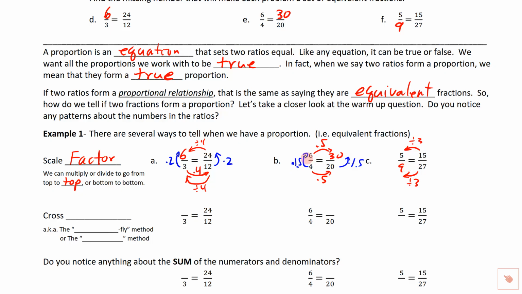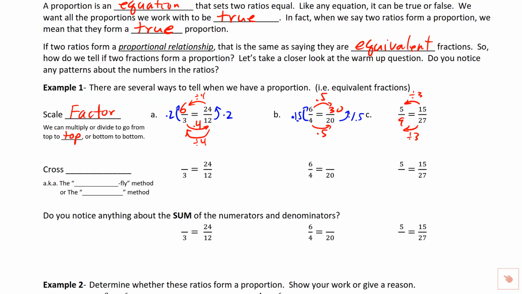And again, doing that on these problems is not too bad. This one's easy, this one's not too bad. This one's kind of a pain because to go from 5 to 9, you have to multiply by 9/5 and then some weird stuff there. So that gets a little bit more difficult. So scale factors are useful, but what we're going to talk about next comes in really handy. And what we're going to talk about is cross multiplying.